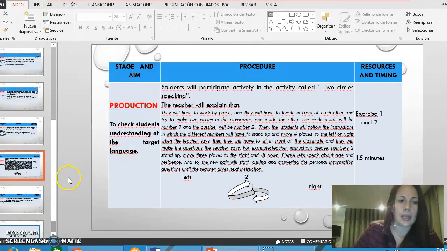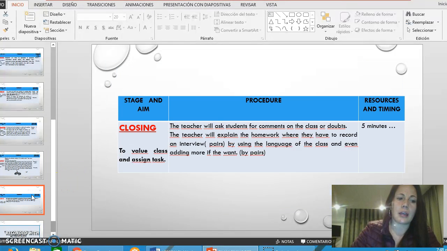And next, I have the last moment or stage of my class. The aim of this moment is to assess the class and assign tasks. In this part, the teacher will ask students for comments on the class or doubts. The teacher will explain the homework, where they have to record an interview in pairs by using the language of the class and even adding more questions or more information.